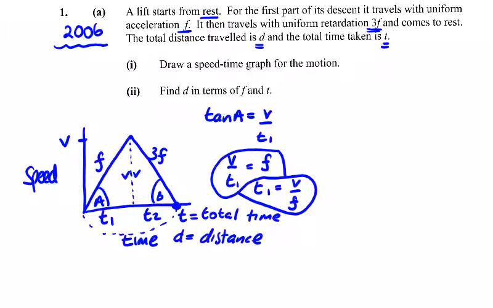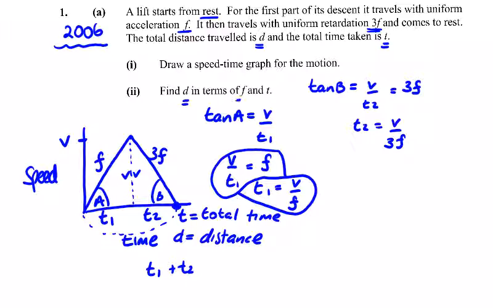On the other side, we have the tan of b, which is opposite over adjacent, v over t2, and that's also equal to the slope, which is 3f. So t2 is equal to v over 3f. So we can get the total time. We can get t1 plus t2 here. We want d in terms of f and t, so we want t1 and t2 out.